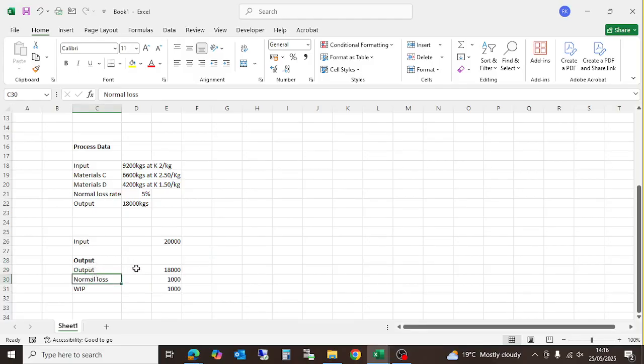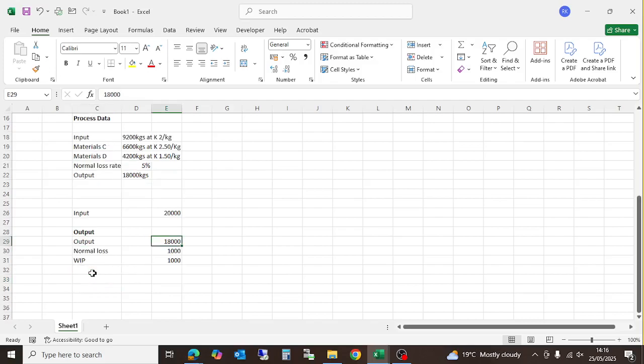Yeah, so we have normal loss, we have output 18,000, we have normal loss 1,000, and we have work in progress 1,000, giving us our 20,000. So basically our account balances. Okay, so we'll have 20,000 here. And then the other method that we can use, which I believe is the easiest way, let me show you, is where we make a T account.